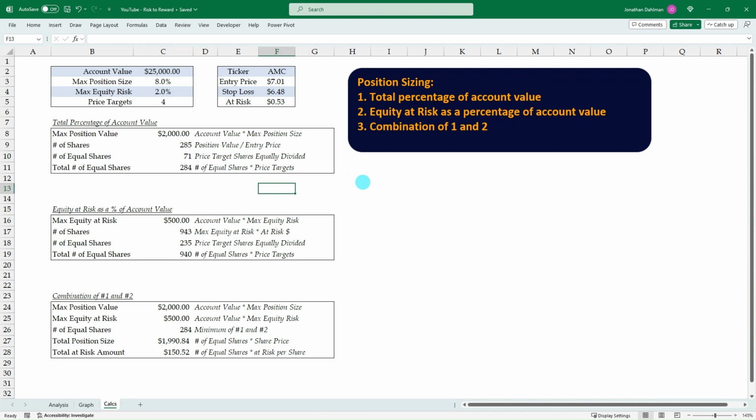In this video, you learn how to create an Excel model to calculate position size based on percent of account value, percent of equity at risk, or a combination of both those methods.